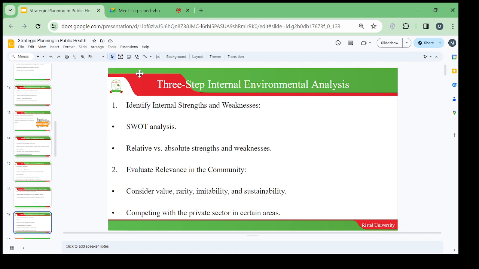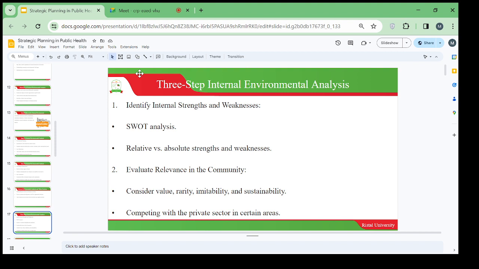So for the internal environmental analysis, you can use the SWOT analysis as the framework for assessing internal issues. We say that the SWOT analysis has the external and the internal part. The internal part are the strengths and weaknesses of the organization, and then the opportunities and threats are usually external factors. So you can use the SWOT analysis to really see where you are as an organization.